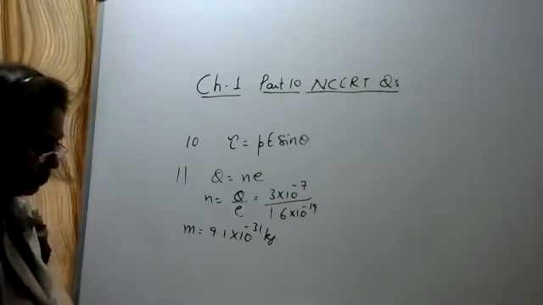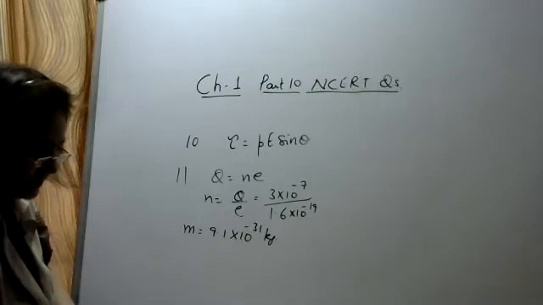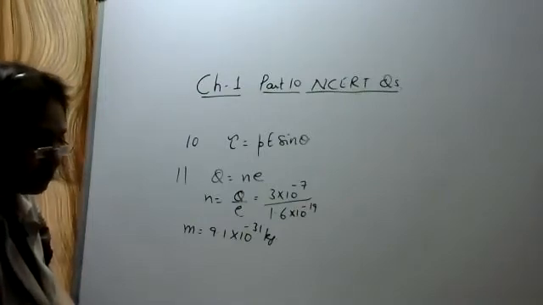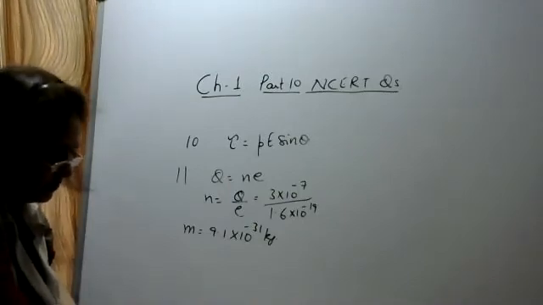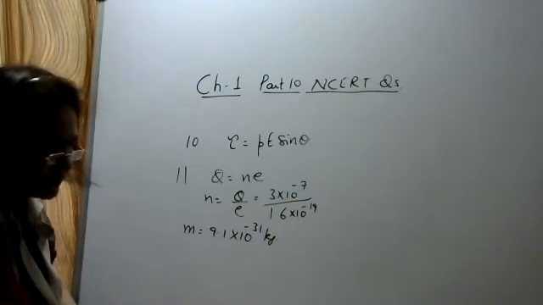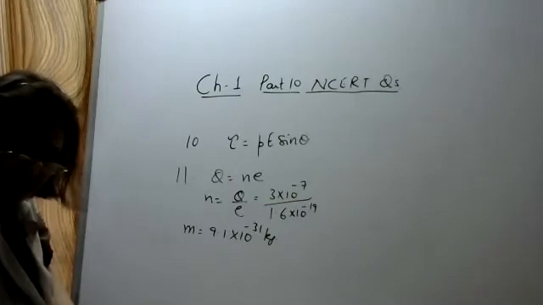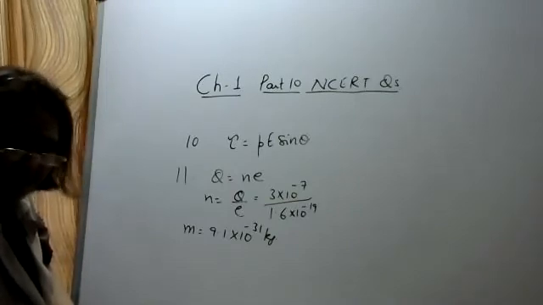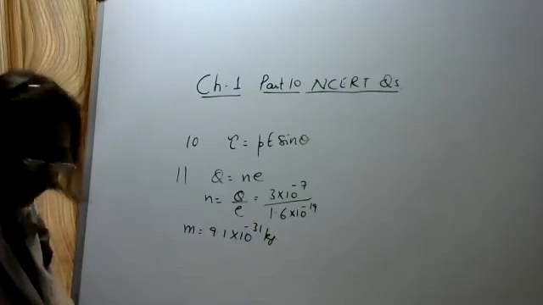Question number 12. Two insulated charged copper spheres A and B have their centers separated by a distance of 50 centimeter. What is the mutual force of electrostatic repulsion if the charge on each is 6.5 into 10 raised to the power minus 7 coulomb? The radii are negligible as compared to their separation. I am not doing this; it is very, very simple. You have to find out the force. Force is equal to 1 upon 4 pi epsilon naught, Q1 into Q2 upon R square.